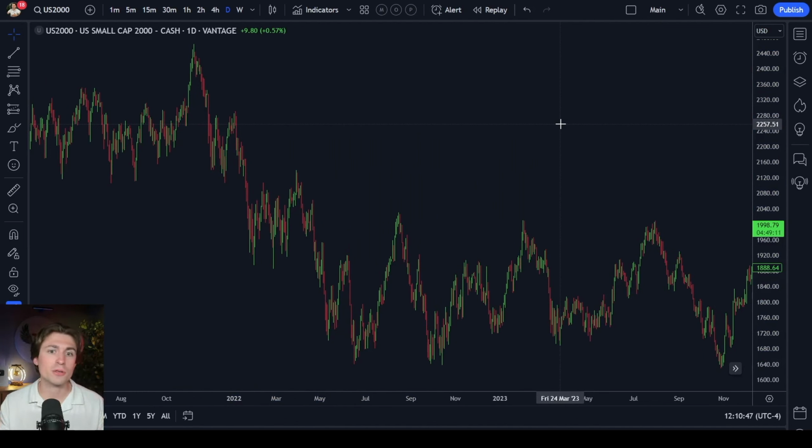And so when you get a smaller based index, they're more susceptible to borrowing costs, interest rates, inflation, the economy, etc.